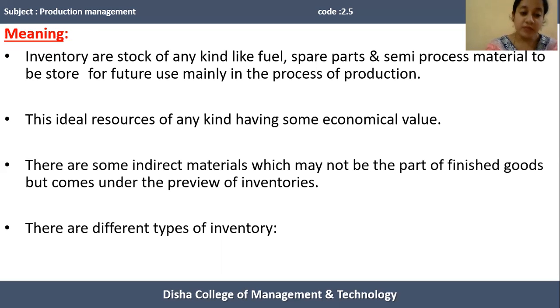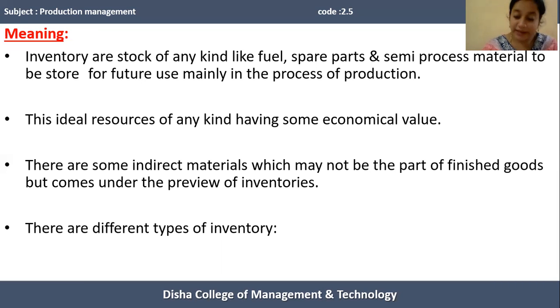And there are different types of inventory. So what does inventory mean? Inventory means the items which are necessary for producing a particular product, which are necessary in the process of production. Inventory may be raw materials, spare parts, WIP, finished goods, and whatever items are necessary for meeting the production schedule, that comes under inventory.